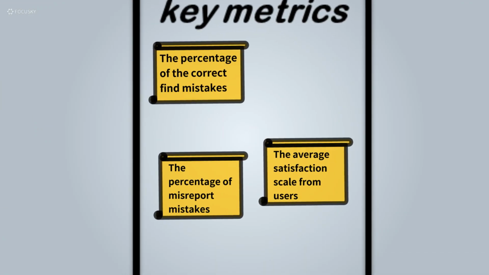Now, what will we do as key metrics? We will find out the percentage of correct mistakes that we found, and also the misreported mistakes in the article. Also, we want to know the average satisfaction scale from the users, so they will let us know whether they like this system or not.